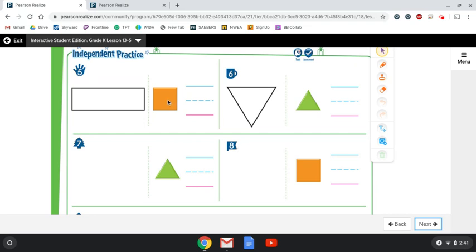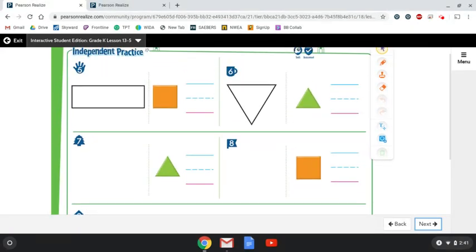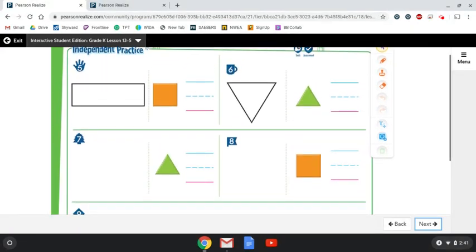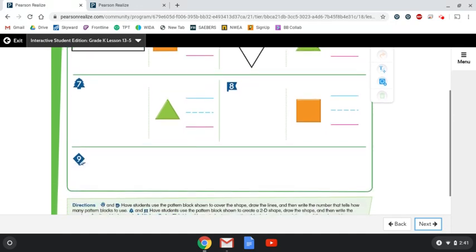It might be great to maybe cut up some squares or cut up some triangles to help them with that, to give it a little more hands-on. It helps them kind of figure out the answer.